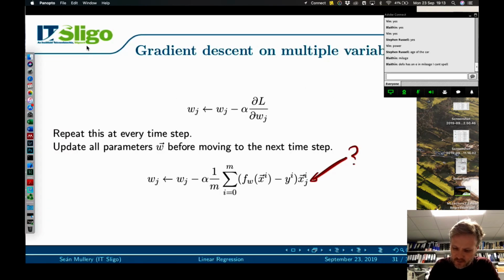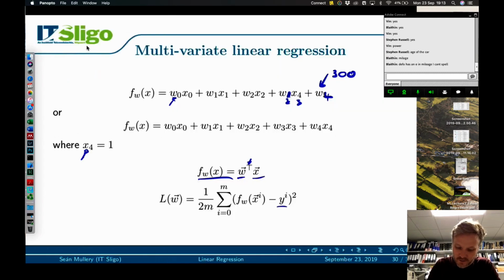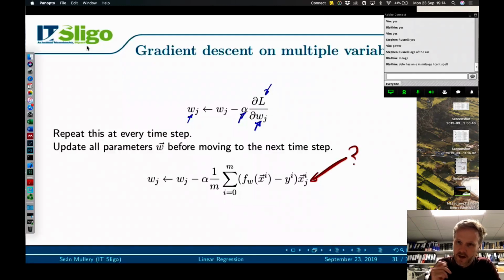So gradient descent on multiple variables, what do we do? Well, we take alpha and multiply it by the partial derivative of the loss with respect to the current weight. We're only going to want to update one of the weights, in other words the weight that's referring to maybe this one or this one. So we only update one weight at a time, and therefore we have to take the derivative of the loss with respect to that weight alone.